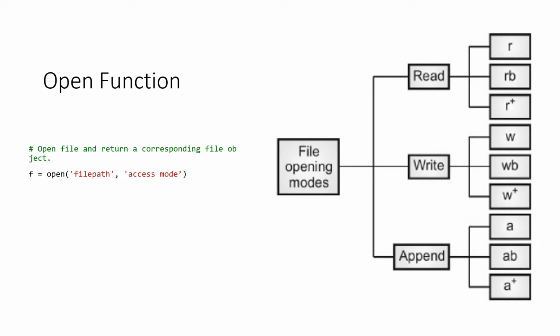On the right are some of the different access modes, R for read or B for read binary. We'll get into that when we see code examples. The file path is something like your text file name or the exact directory that you want to open a file at. And we have F to catch the file object that gets returned by the open function.